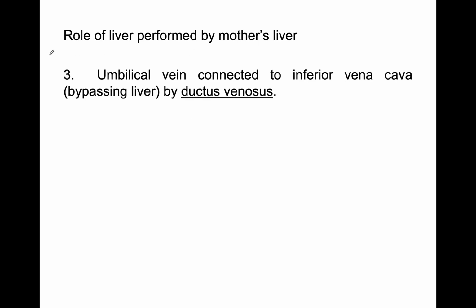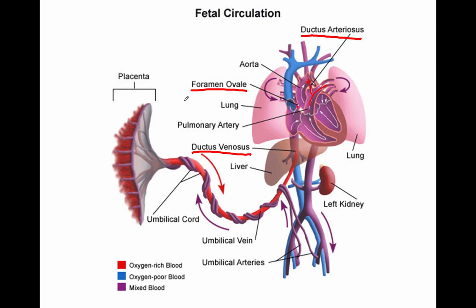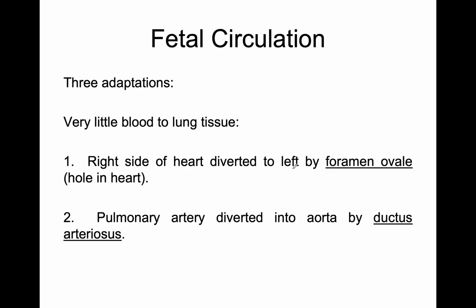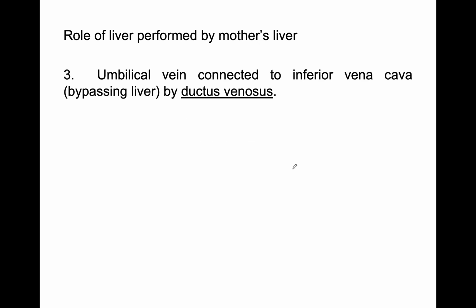Then lastly, the role of the liver is performed by the mother's liver. So the umbilical vein is connected to the inferior vena cava and therefore bypasses the liver. This is called the ductus venosus. Here we can see the ductus venosus, so the umbilical vein is directed to the vena cava. So it's just these 3 adaptations that you need to be familiar with. Okay, and that is everything on reproduction and development of the fetus.